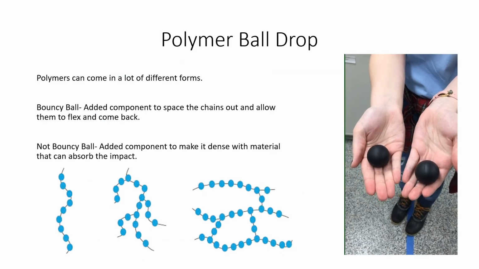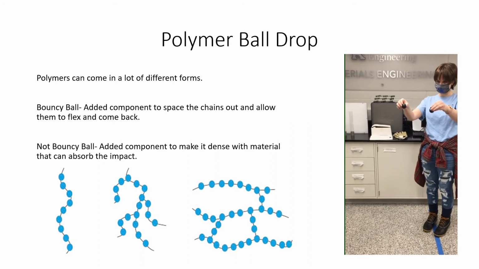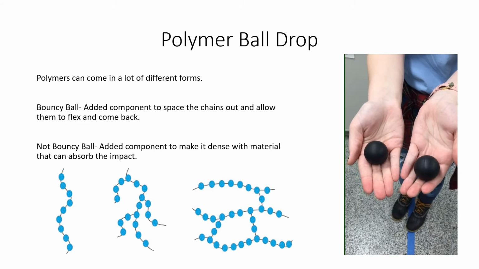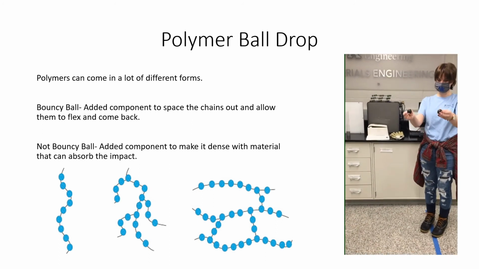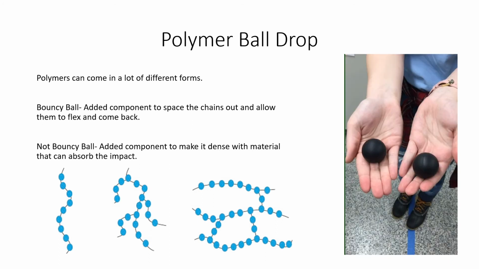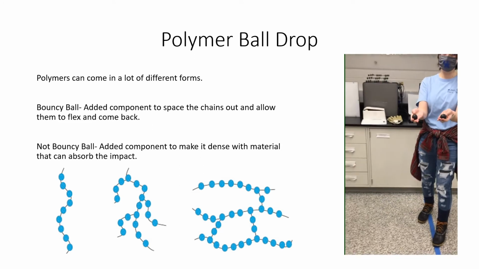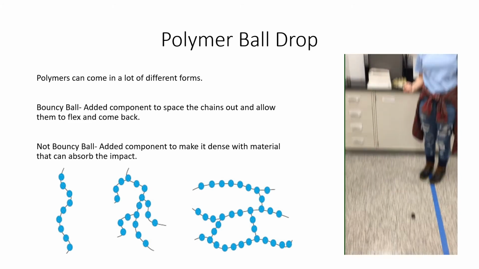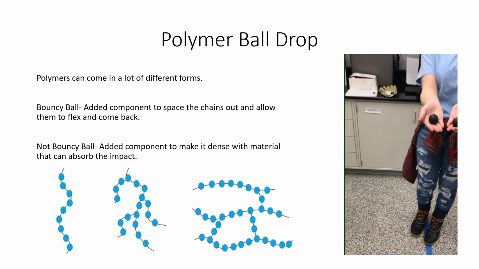For our first demonstration, we have the polymer ball drop. So if you'll watch the video on the right, you'll see that one ball bounces while the other hits the ground and basically stays there. And this is because polymers can come in a lot of different forms. In the ball that bounces, we've added components to space the chains out and allow them to flex and come back, creating an elastic response so the ball bounces. In the not bouncy ball, we've added a component to make it dense with material that can absorb the impact.